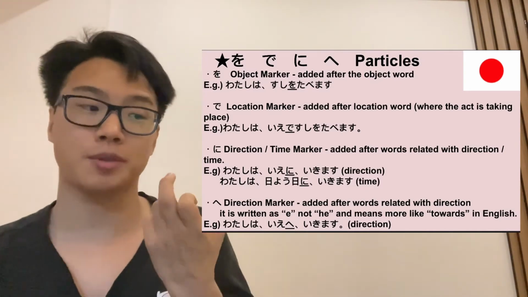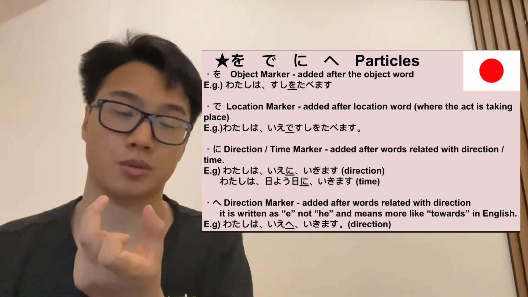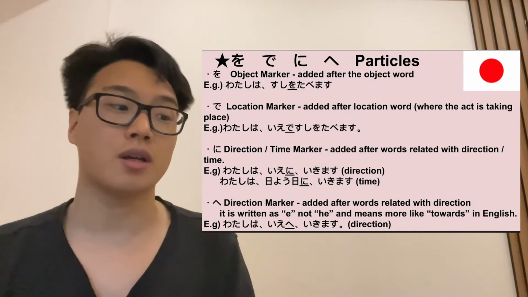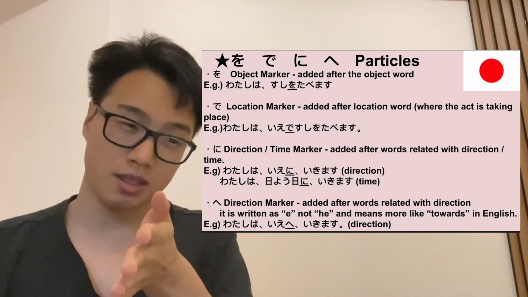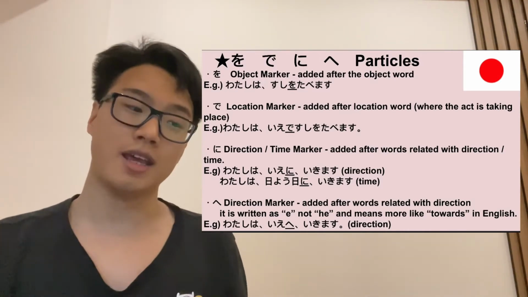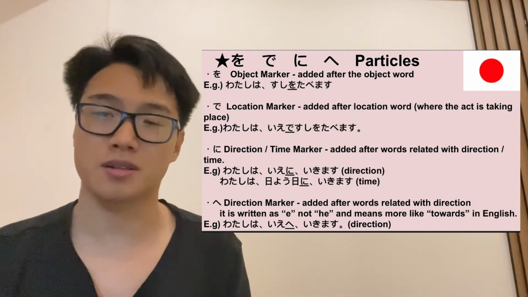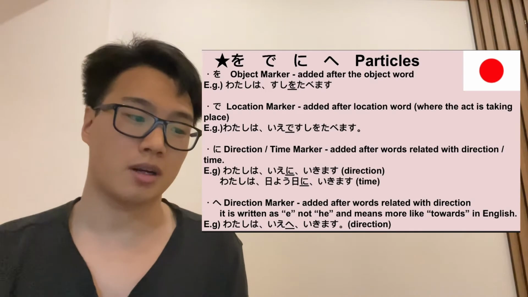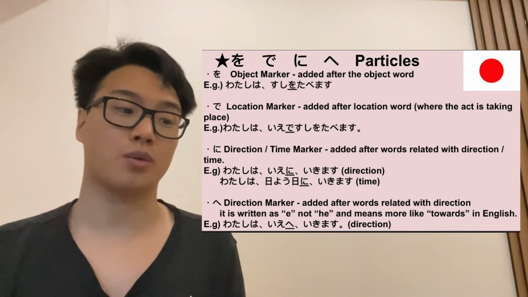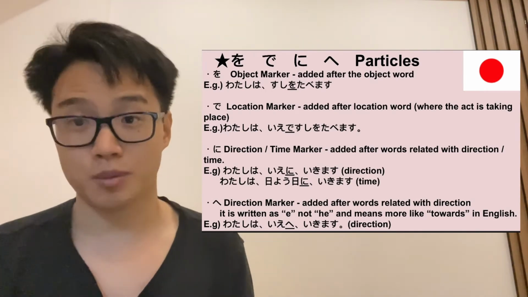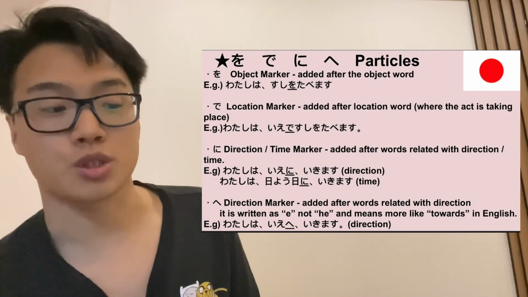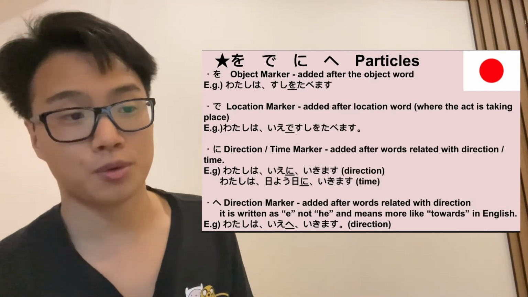So what's the difference between ni particle and e particle? Talking about direction, right? Ni is like "to" in English, and e is more like "towards". But there is not that big difference actually between them. For example, we can say 私は家に行きます。I go to my home. And we can also say 私は家へ行きます。Both are correct grammatically.